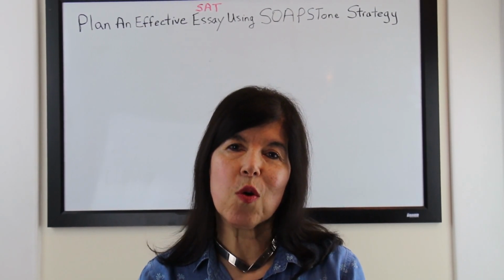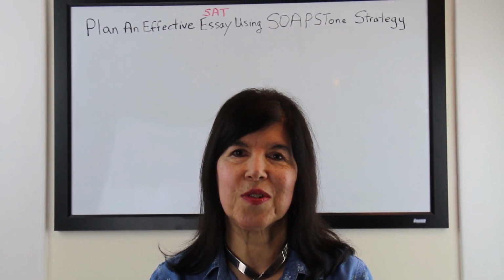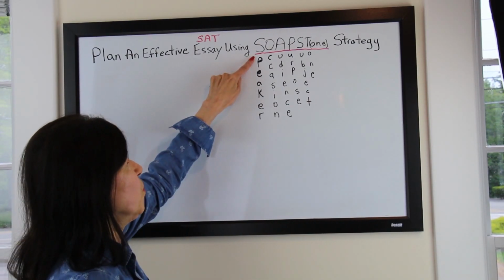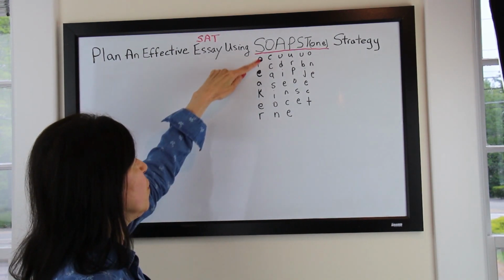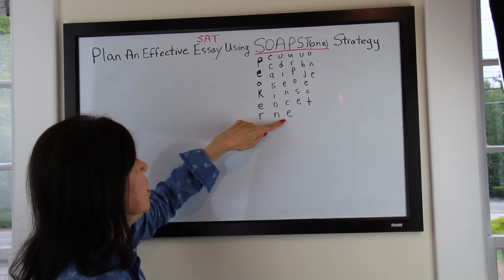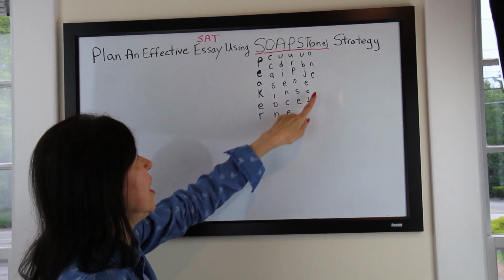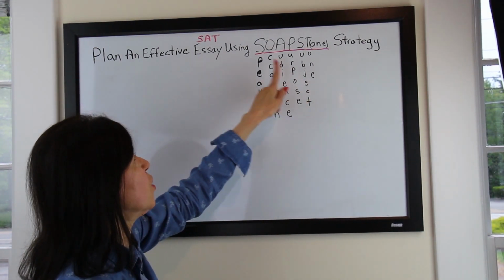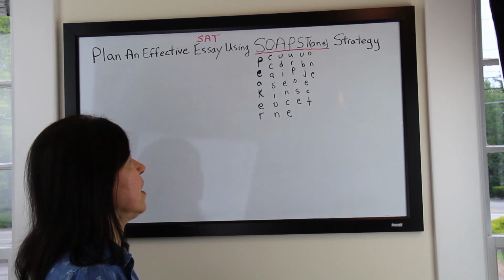So let me give you a quick overview of the acronym SOAPSTone, and then I'll break it down for you. S stands for speaker, O is for occasion, A is for audience, P is for purpose, S is for subject, and T is for tone, and it's called a SOAPSTone strategy. Let me show you how to use that to write an effective SAT essay.